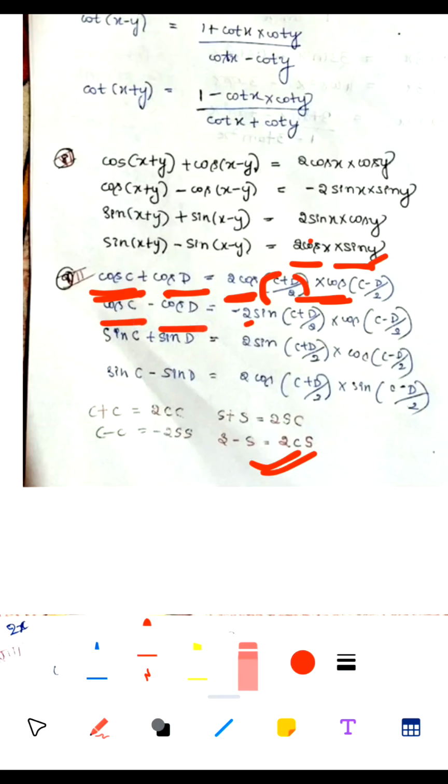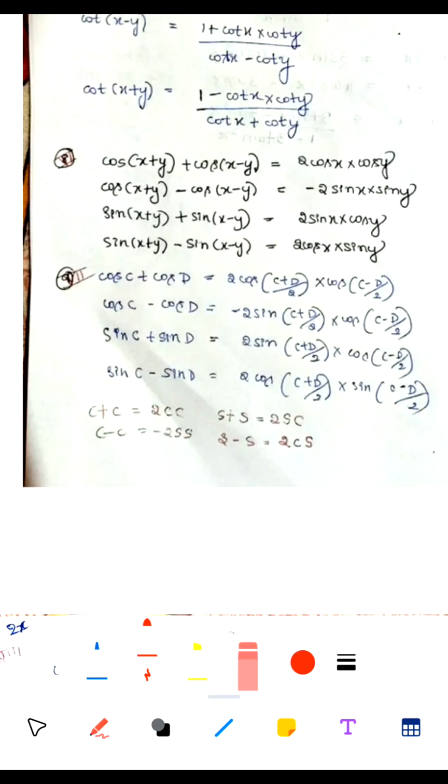Okay, so cos C − cos D, that is minus 2 sin((C+D)/2) into sin((C−D)/2). Remember, you have to write (C+D)/2 for the first only, then you have to write (C−D)/2. You must not exchange this particular thing.